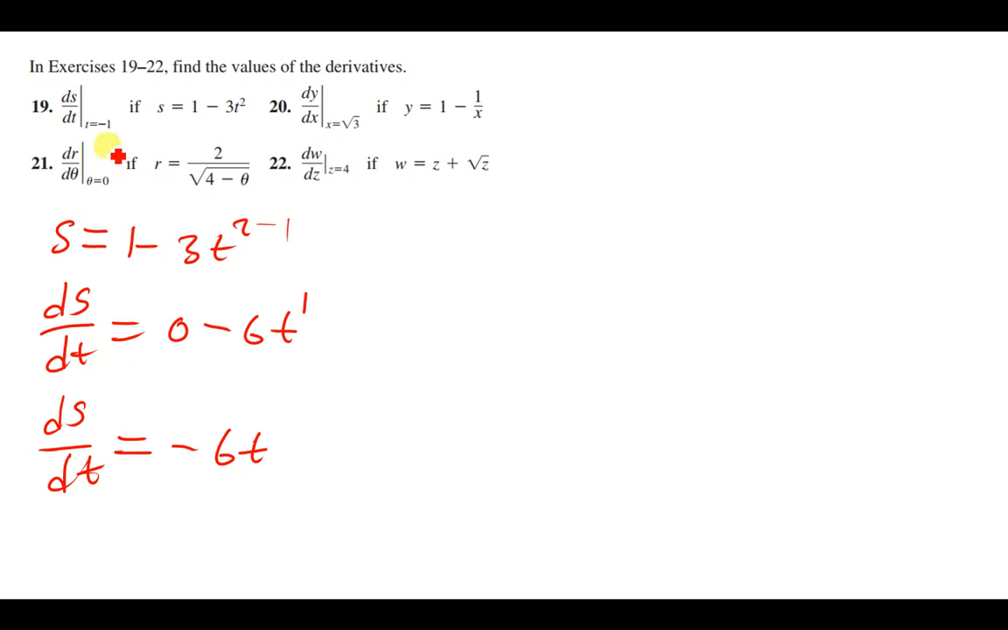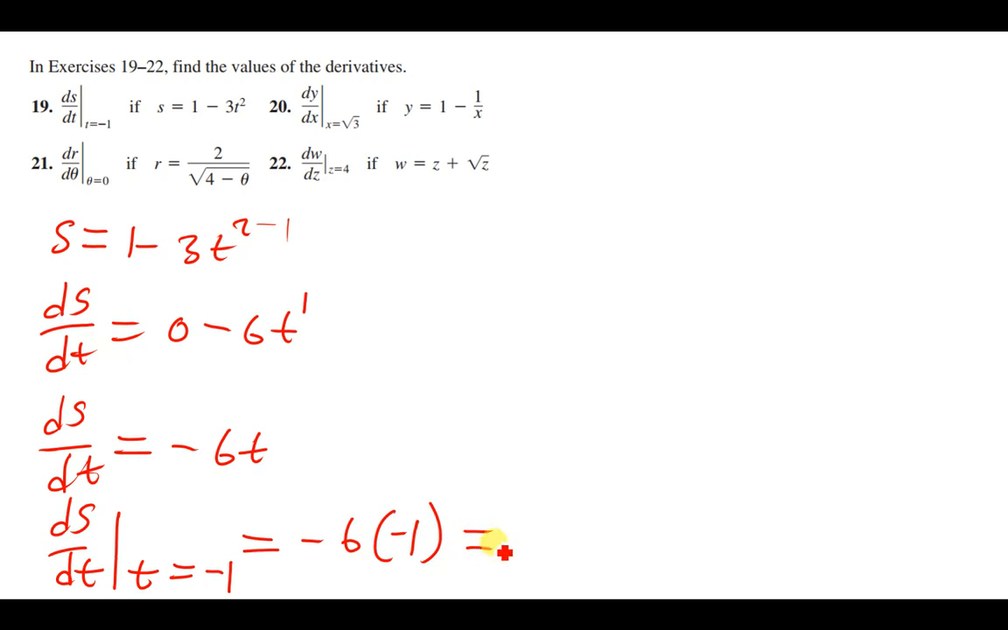Now they're asking us to find ds/dt at t equal to negative 1. At the point where t is equal to negative 1, ds/dt is negative 6 times negative 1. It's just a matter of replacing t in the expression for ds/dt with negative 1. Negative 1 times negative 6 gives 6. So this is the solution to the first part of the question. Let us quickly move on to the next part.